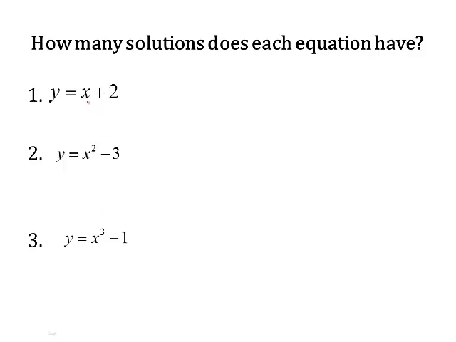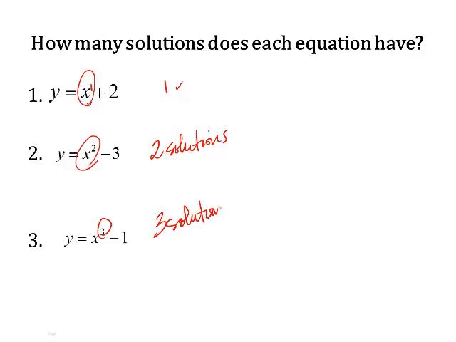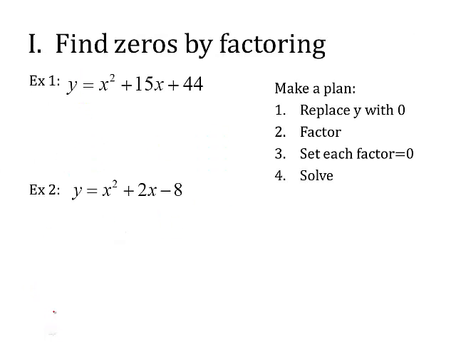What you do is you look at the highest exponent. Well, that's just x to the first power. So since that's to the first power, there's only one solution to this one. This one is x squared, and since x is squared, that means there are two solutions. The third one is x cubed, which means there are three solutions. So as you look at a quadratic, it has to have two solutions because it's squared, by the principle.